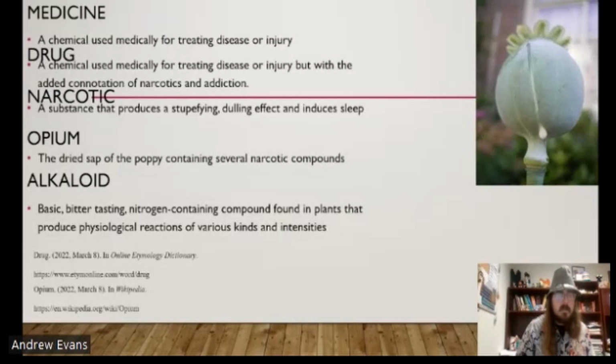Now, let's take a minute to separate the idea of drugs from medicine. Medicine is a chemical used medicinally for treating disease or injury. The difference is that drug contains an added connotation of narcotics and addiction. We often use them interchangeably. You say you go to your local drugstore, your pharmacist. You say, I'm going to Superdrugs. You're not going to Superdrugs to pick up some weed. You're going to Superdrugs to pick up your medicine. Well, drugs have that negative connotation, but we still sometimes use drug as the same as medicine.